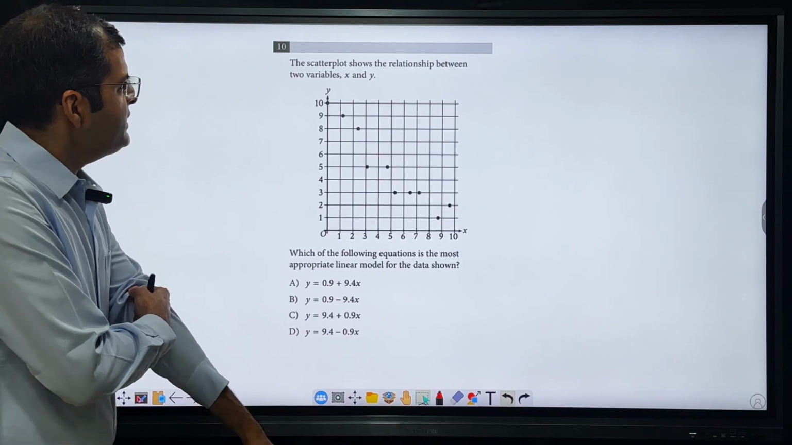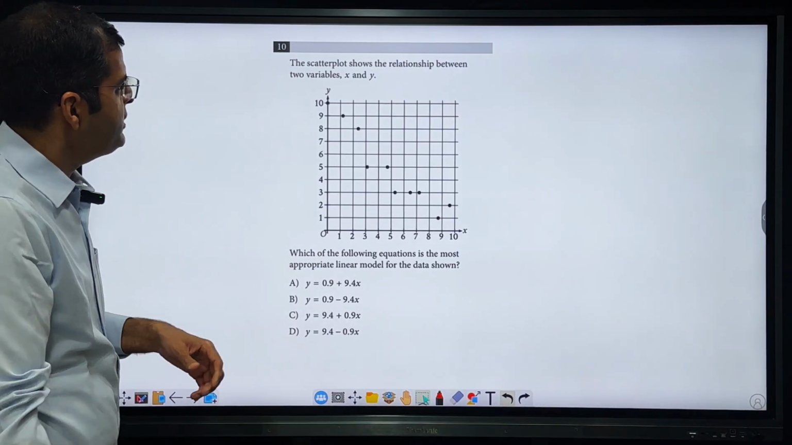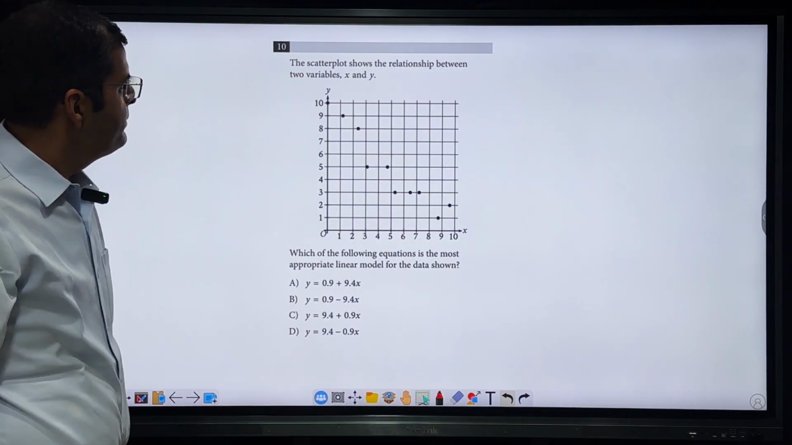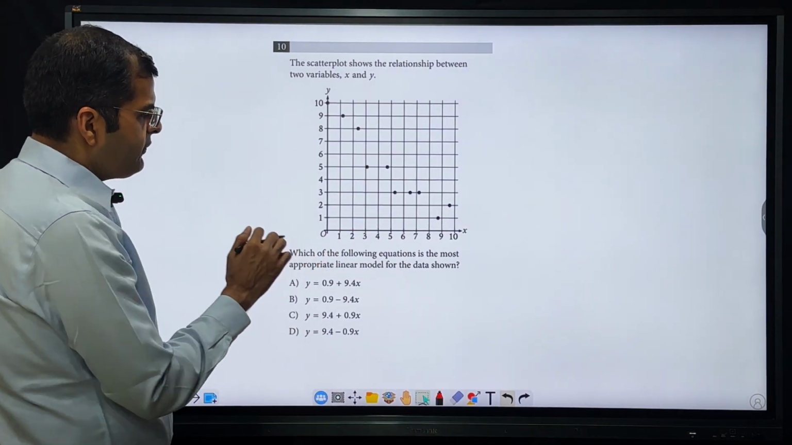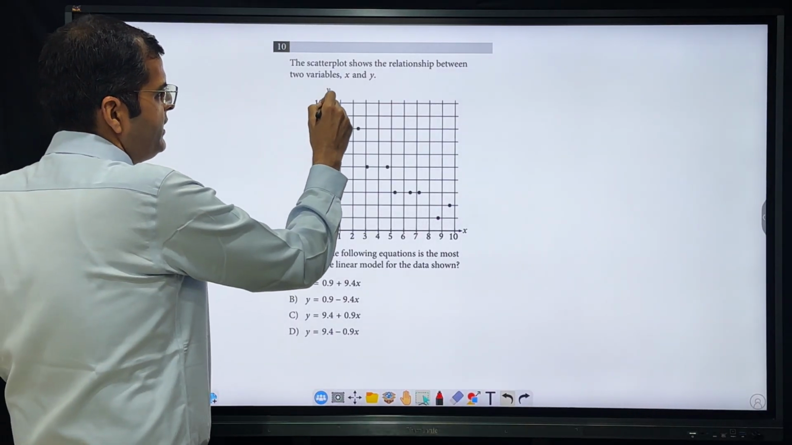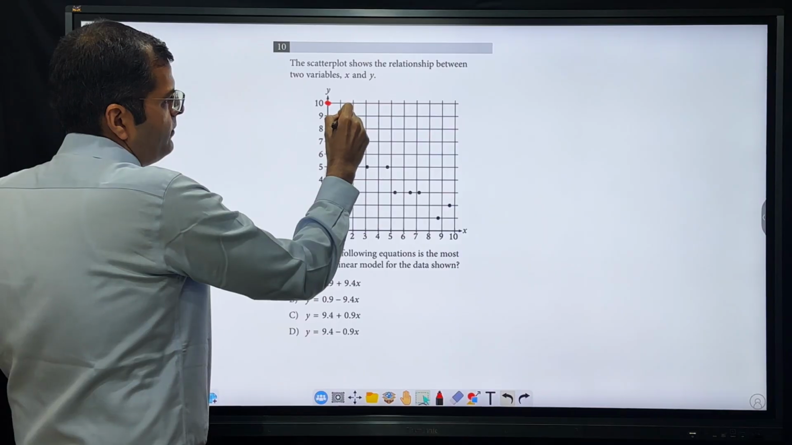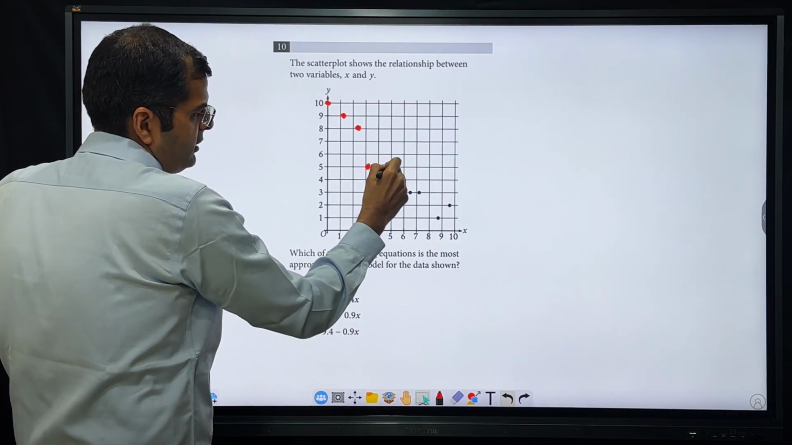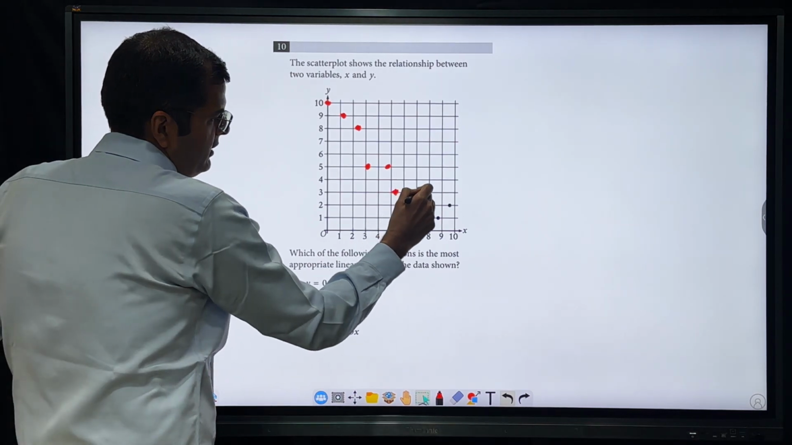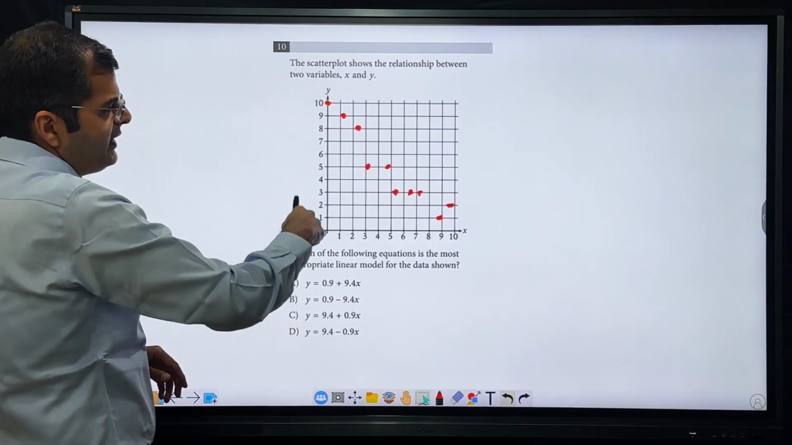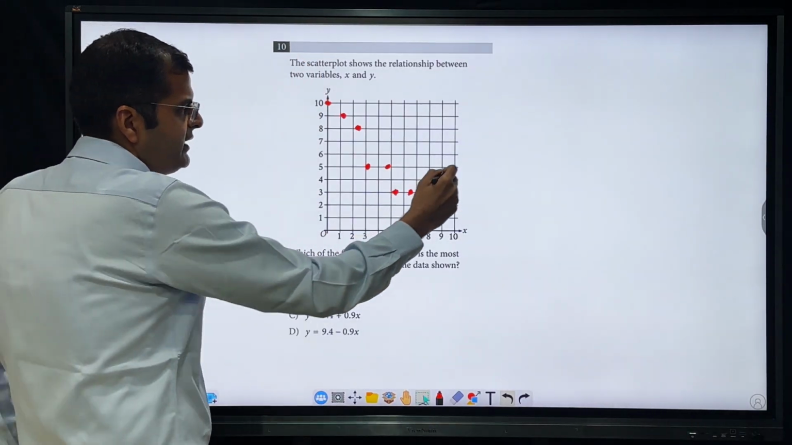Now, question 10 says the scatter plot shows the relationship between two variables x and y. This is y and this is x. Which of the following equations is the most appropriate linear model for the data shown? I am putting the values in red color, with bigger dots, so you can better understand. If you see over here, as x increases, y decreases. That means there is a negative correlation.